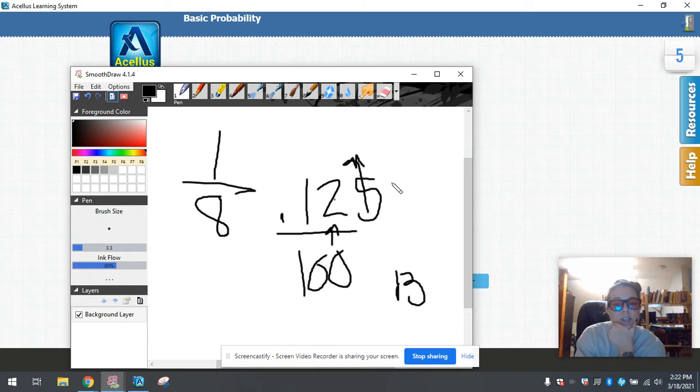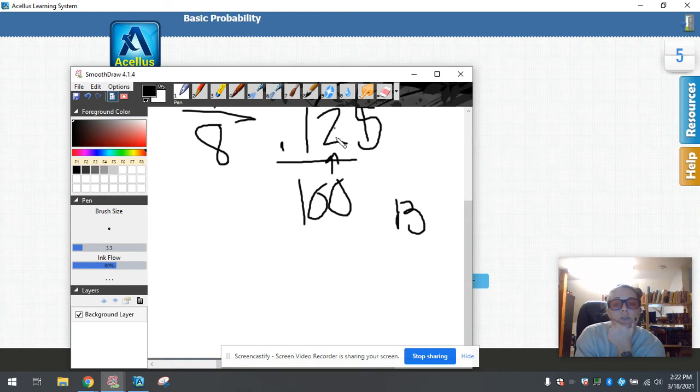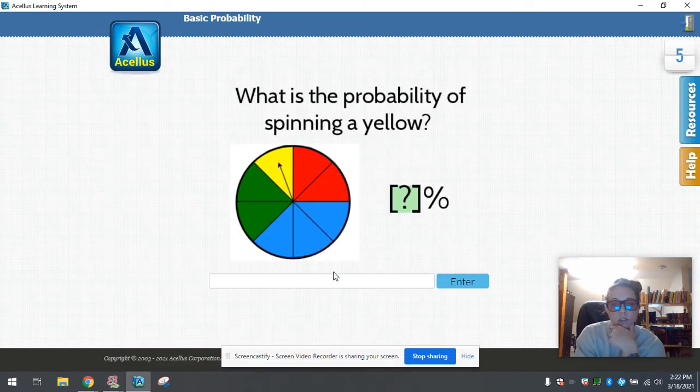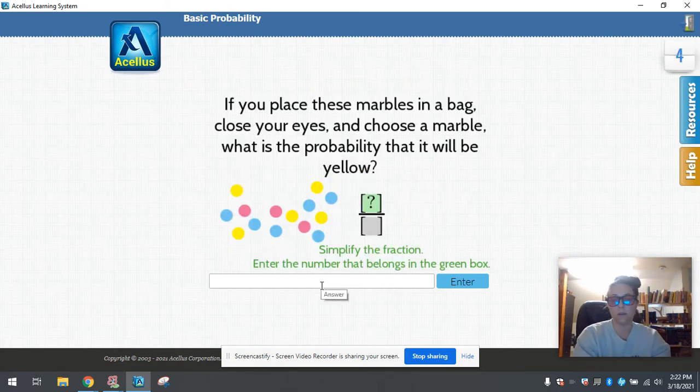I suppose it doesn't say to round. So let's not round and see if we get the answer right. This would be our rounded answer if we rounded to the hundredths. But if we just want to change this decimal to a percent, we move the decimal place to the right 2 times, and we would get 12.5%. Let's type that in and see if it's what it wants. Yep, that's what it wanted.